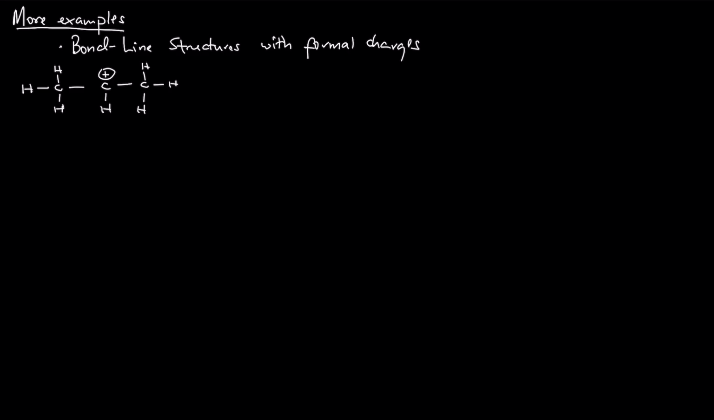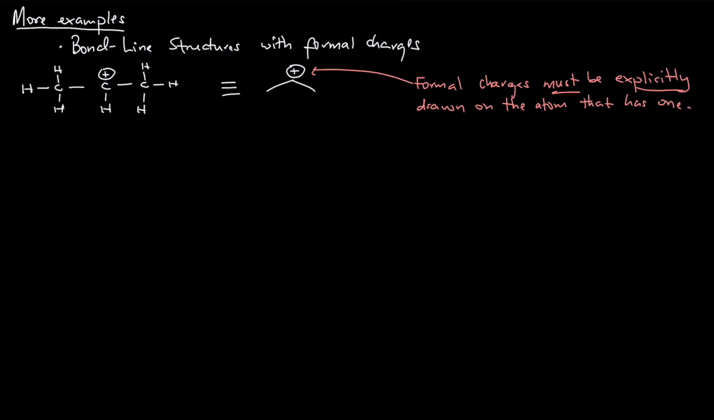So, in order to depict this particular molecule using the bond line notation, we can simply use our zigzag format again. However, formal charges must, and this is a big must, be explicitly drawn on the atom that indeed has a formal charge. Because this is the only way we're going to be able to re-represent this structure back as a Lewis structure, by truly and explicitly and unambiguously placing the formal charge on the particular middle carbon and not anywhere else in this molecule.